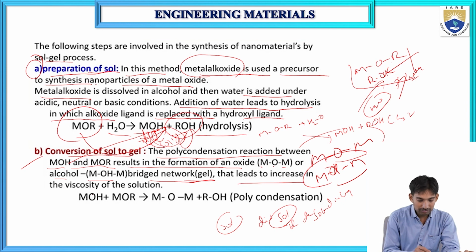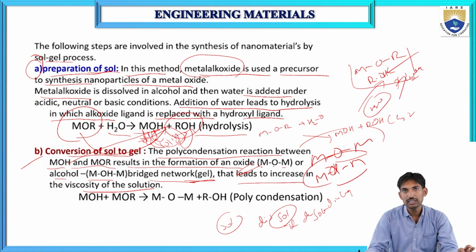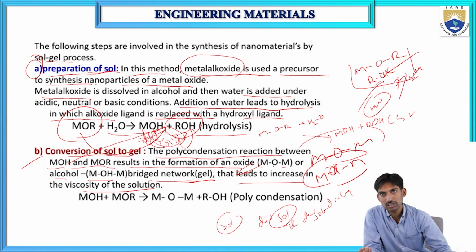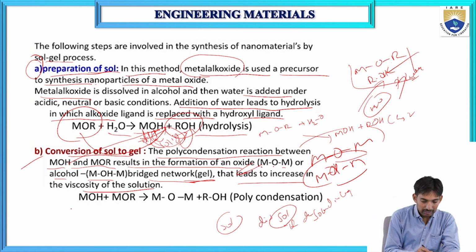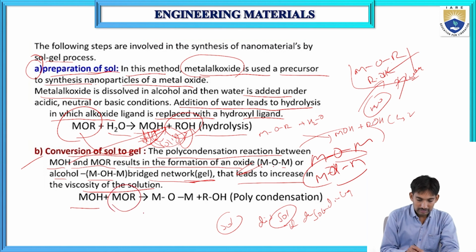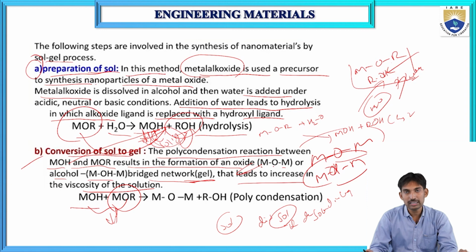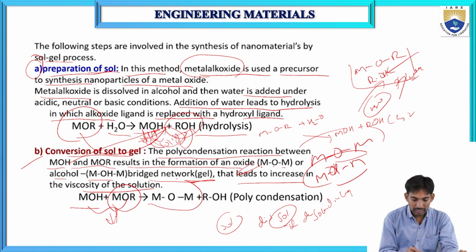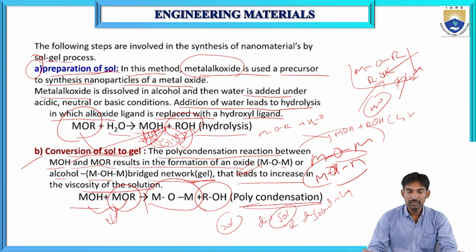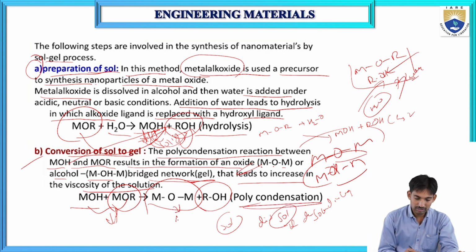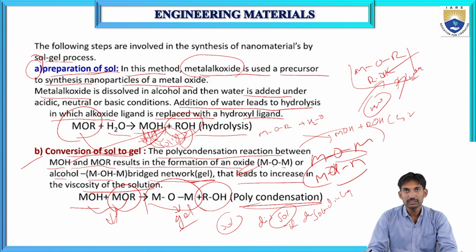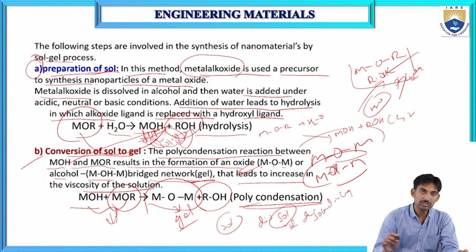That leads to an increase in the viscosity of the solution. Because of this bond formation, the viscosity increases, and when the viscosity increases, the solution is converted into a gel. The metal hydroxide and metal alkoxide undergo polycondensation, forming metal-oxide-metal bonds and alcohol. This bridge network leads to gel formation. In the first step we prepared the sol, then in the next step the sol is converted into the gel.